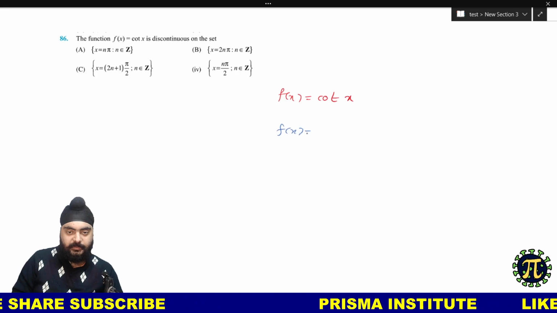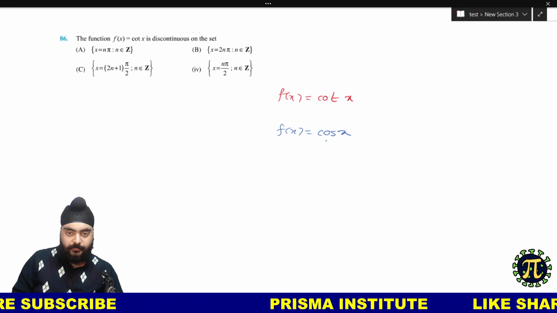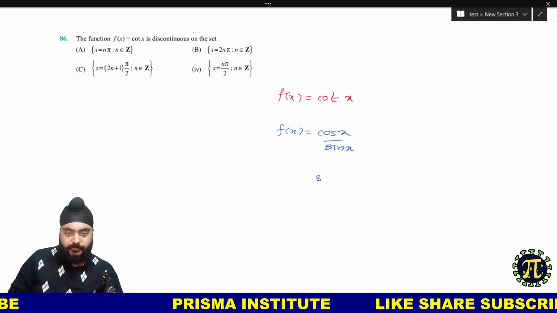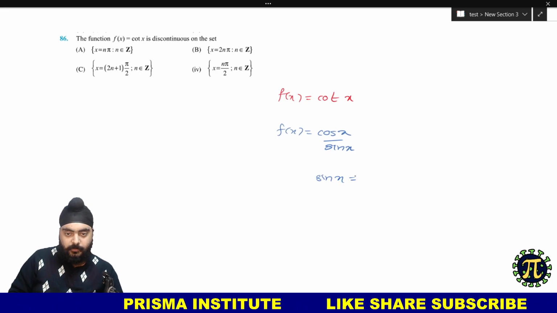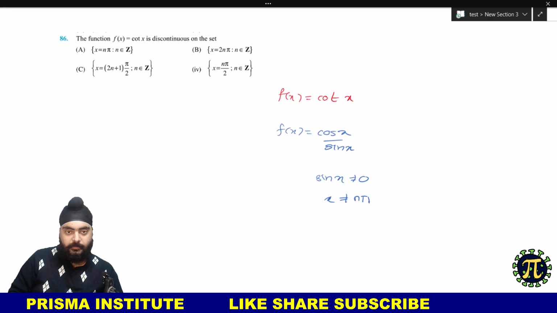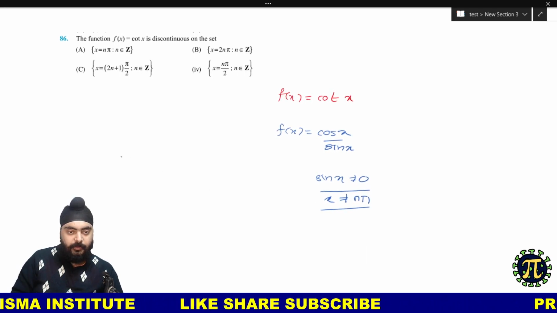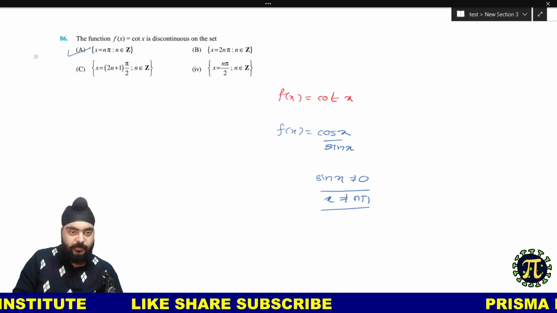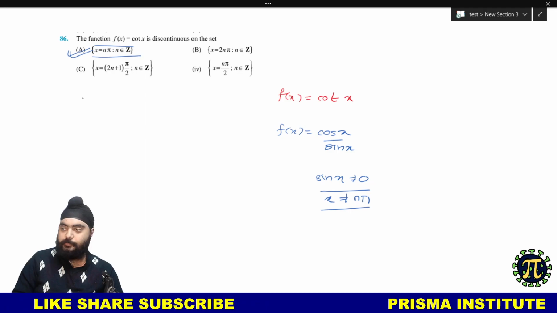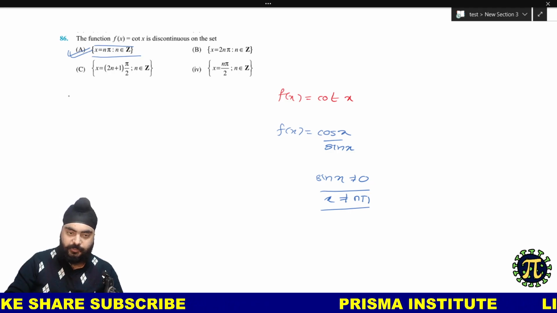So our fx can be simplified as cos x by sin x, right? And we can say sin x should not be 0. So it means x should not be equal to n pi. Okay, so function is discontinuous at x is equal to n pi, right, where n belongs to integers. So option A must be the correct option. So let's move to our next question.